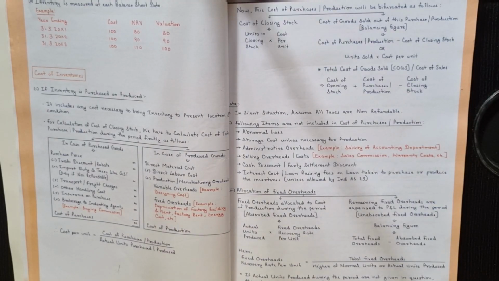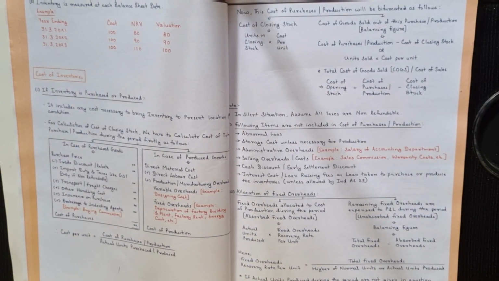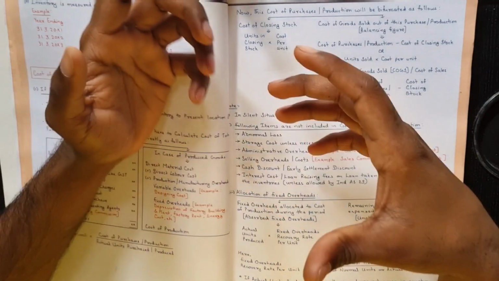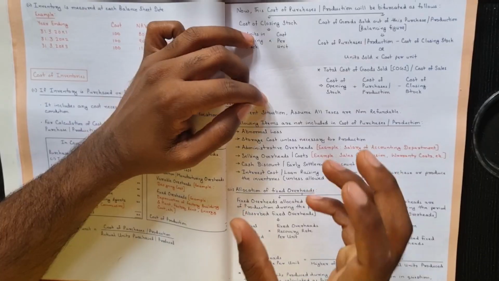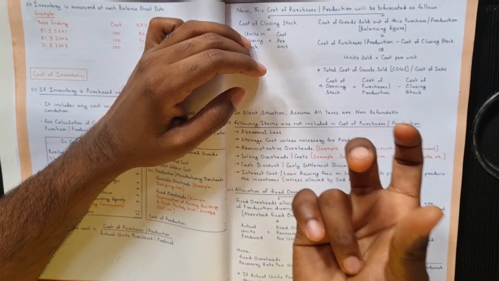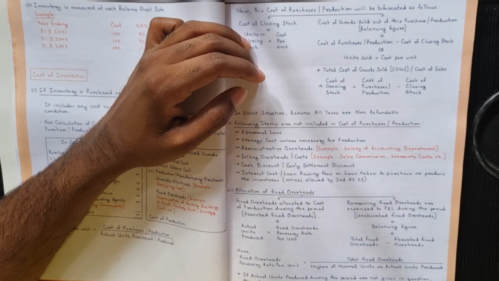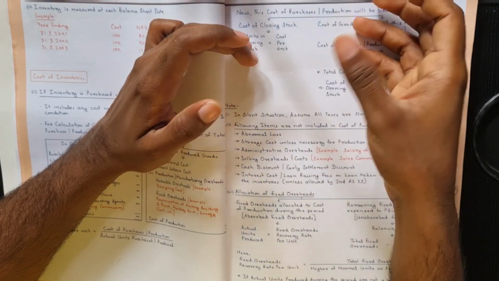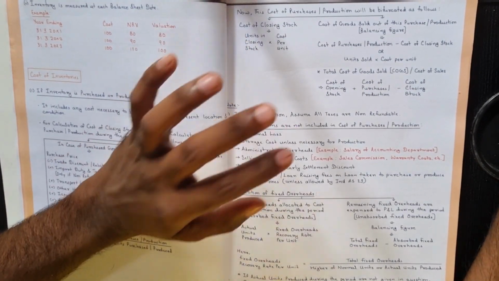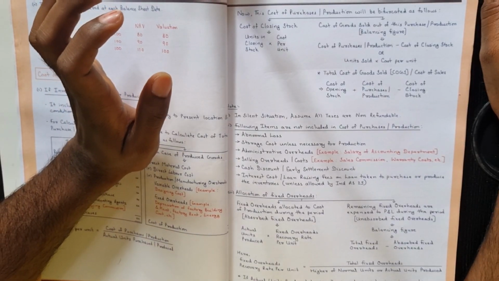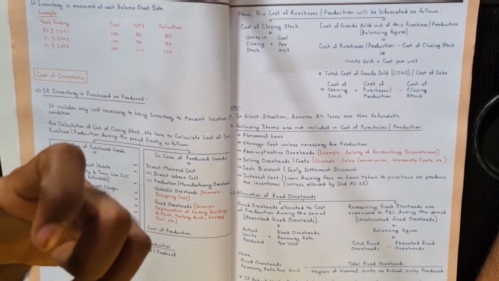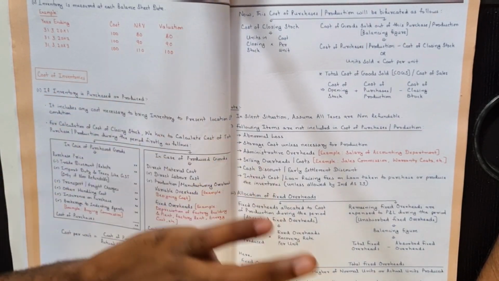So what is abnormal loss? Why is abnormal loss not a part of your actual production? First of all, why we are doing accounts is to have consistency. If one person is able to produce a certain amount and due to our negligence we are producing fewer units or we are wasting more, then the users of financial statements will not get a clear picture. So whatever is due to negligence, that cost will not be included.